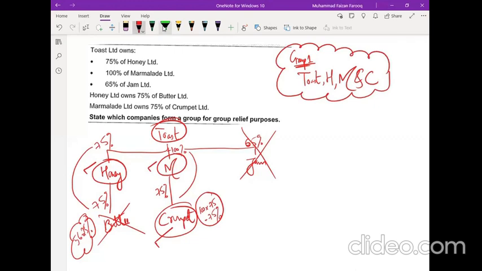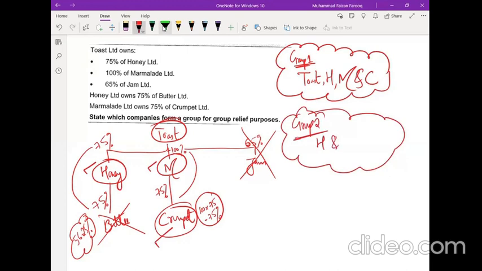These are the companies that are allowed to share their losses. This is group number one. Group number two, if you want to see, means Honey and Butter. Honey has 75% holding in Butter. So Honey and Butter is the second group, an individual group, because Butter is not a part of the main group. So Butter and Honey are creating a second group. Any questions, please? No questions. Please note it down.